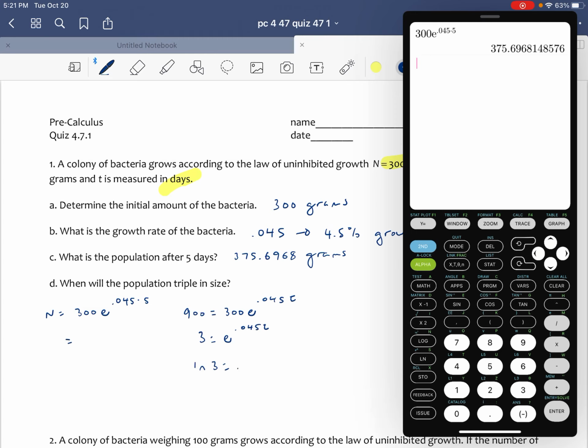We'll take the natural log of the two sides, just so I can take the power and put it in line. The natural log of e, I'm not going to write that because we know that's a 1. And I'll divide the natural log of 3 by the growth rate. Natural log of 3 divided by, and that gives me 24.4136. And that is in days.